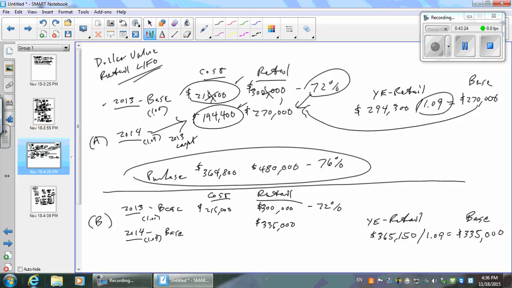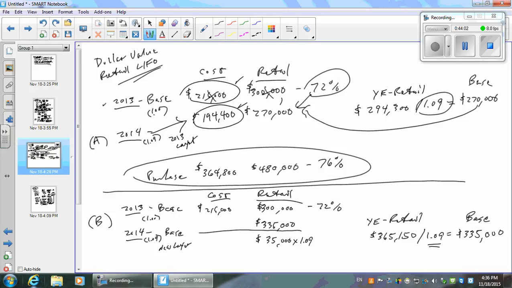So do you have a new layer? Yes. What's the new layer? In base dollars. Retail. I had 300 and now I have 335. What's the new layer? 35,000. What do you want to do to that layer? Build it back up at what? 1.09, right? So we deflated at 1.09 and then we reinflate. Right, guys? It's like we did with dollar value LIFO.